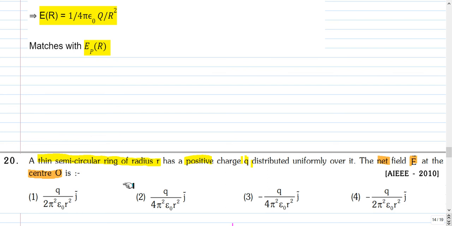This is the next question. A thin semicircular ring of radius r has positive charge q distributed uniformly over it. The net electric field E at the center O is.